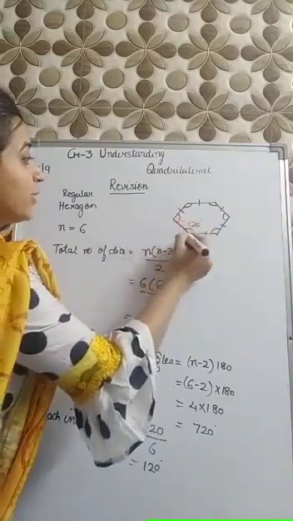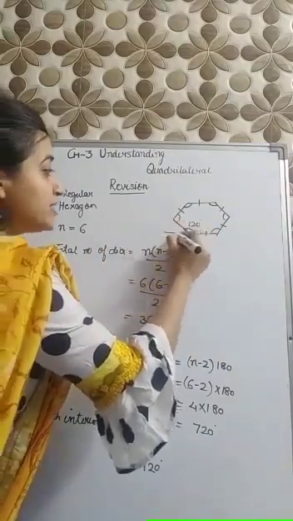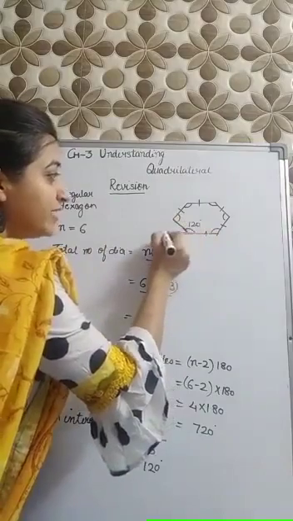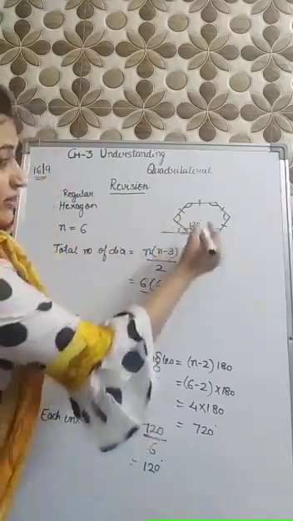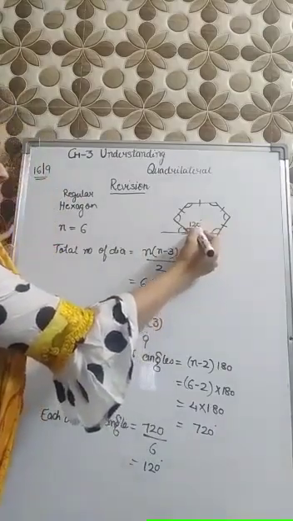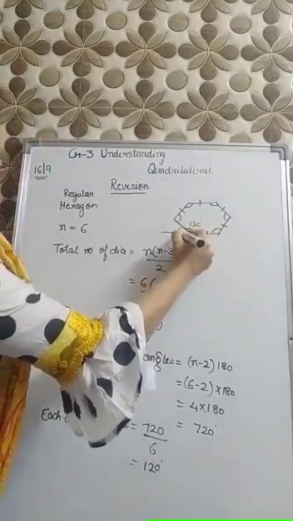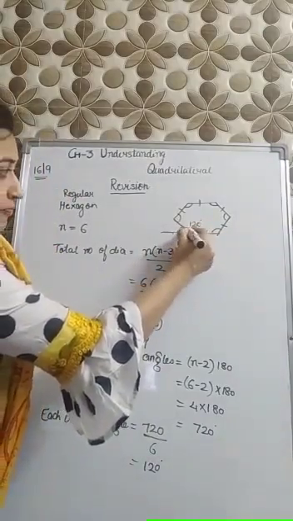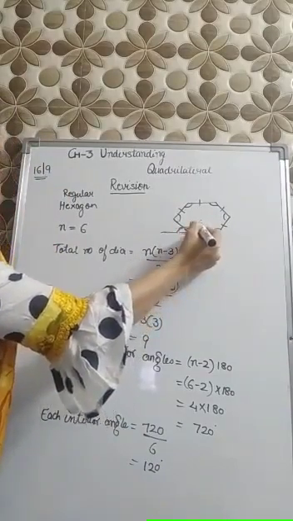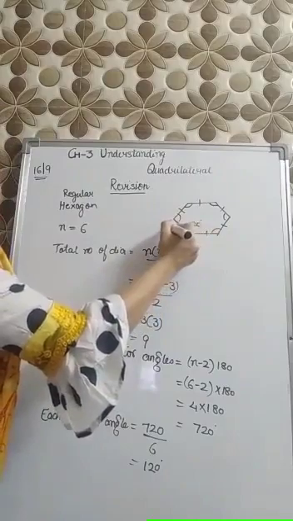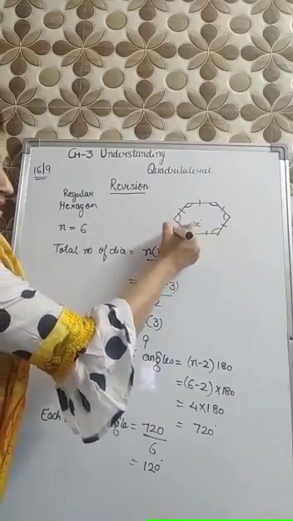Now one more thing I am going to tell you here. As you can see, if you extend this side outside, an exterior angle is formed here. This is the interior angle, and the interior angle is 120 degrees. So these two form a linear pair. So if this inner angle is 120, then this exterior angle will be 60 degrees.